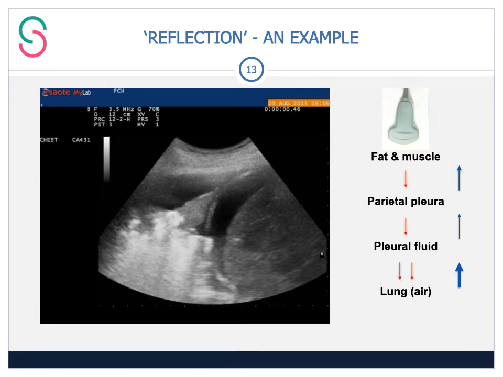Some of the sound waves carry on through the pleural fluid, and they hit the lung and the visceral pleura. The lung, of course, contains a lot of air and provides a lot of acoustic impedance. So what you see is reflection from that interface back to the transducer.